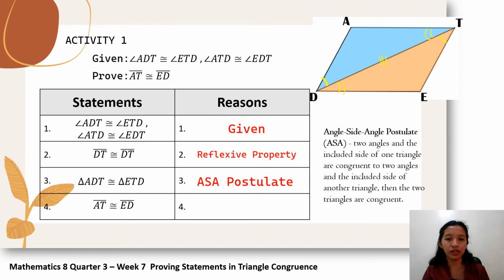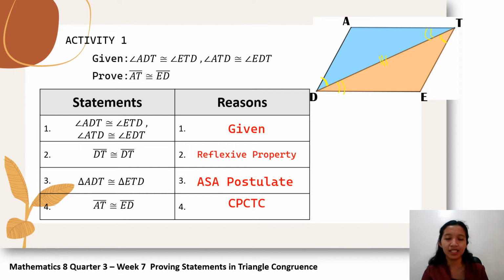So once we prove that the two triangles are congruent, we can say that line AT is congruent to line ED by CPCTC. Because we already proved that the two triangles are congruent, all corresponding sides that were not mentioned are also congruent.